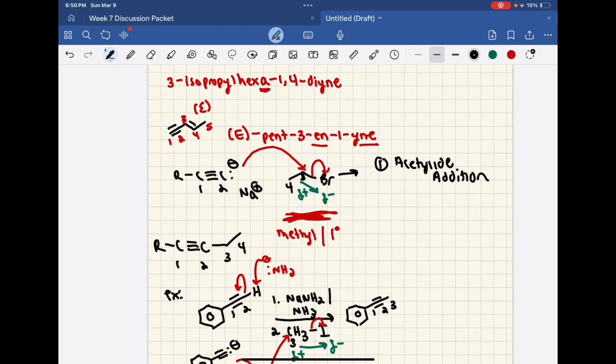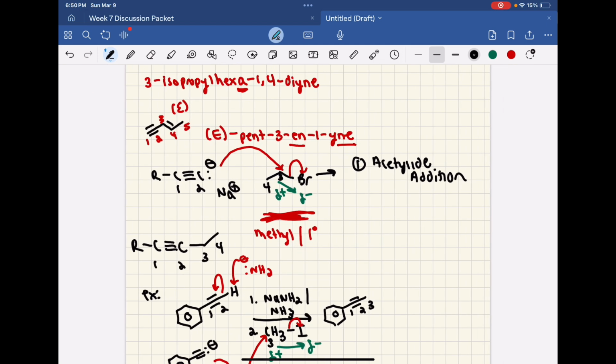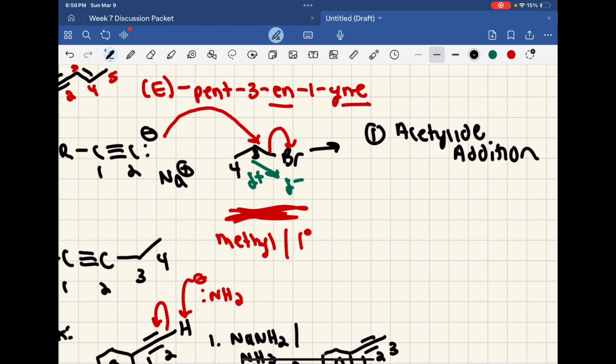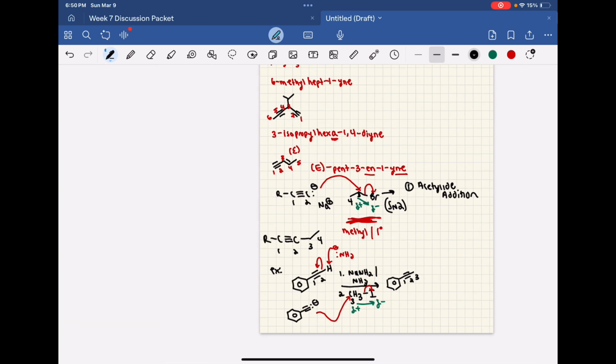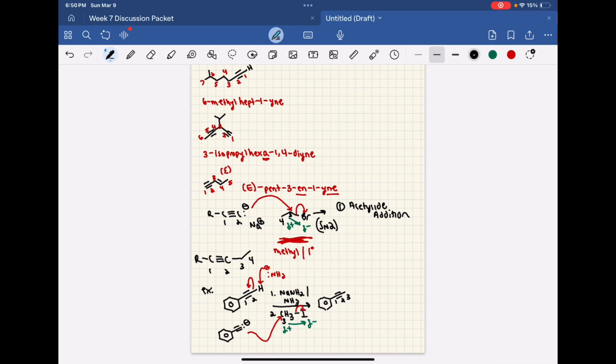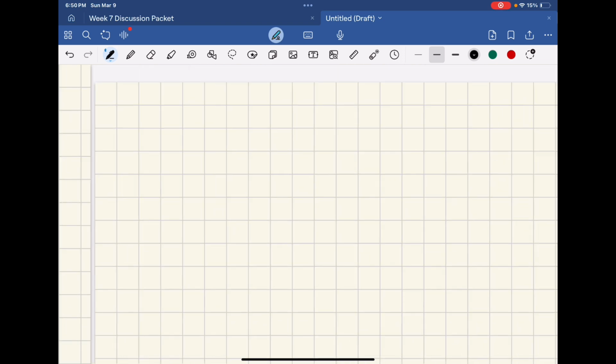Okay, so just be aware, step 1 is a deprotonation, acid-base. We know why sp protons are acidic, back to the beginning of the semester. And then step 2 is what we call nucleophilic substitution. We'll come back to this at the end of the semester. This is called an SN2. So just be aware of that. We'll come back to SN2. That's step 2 of this acetylide addition.